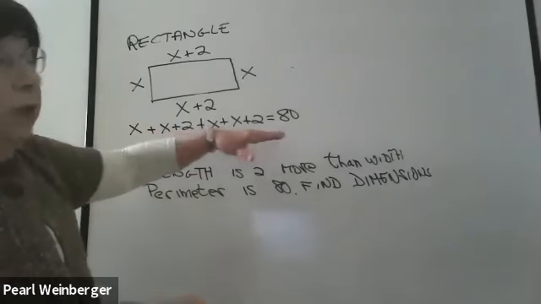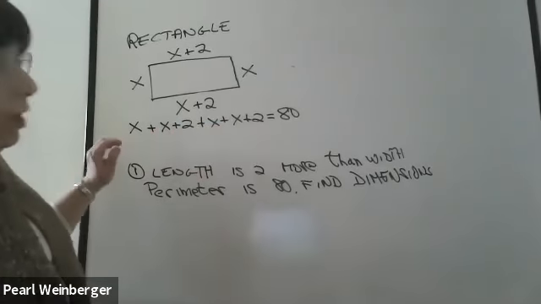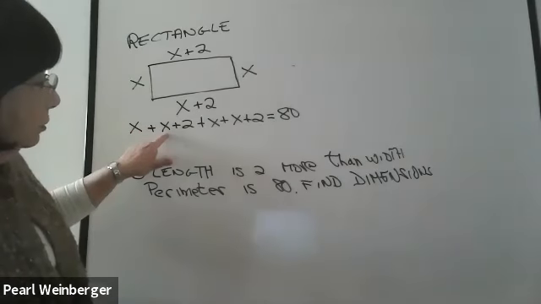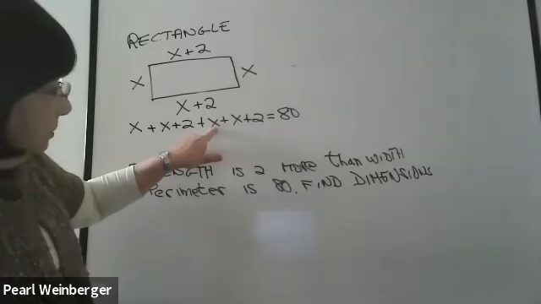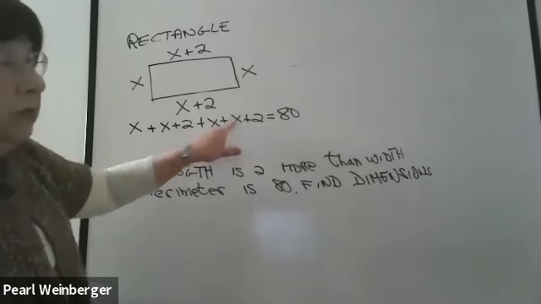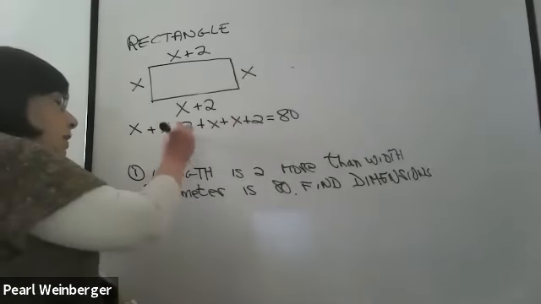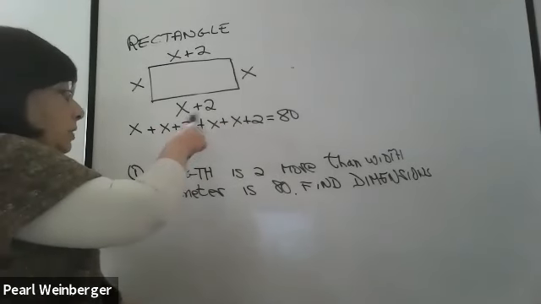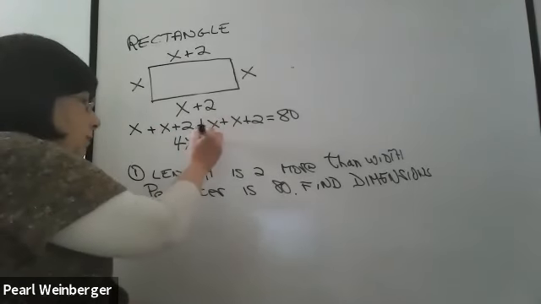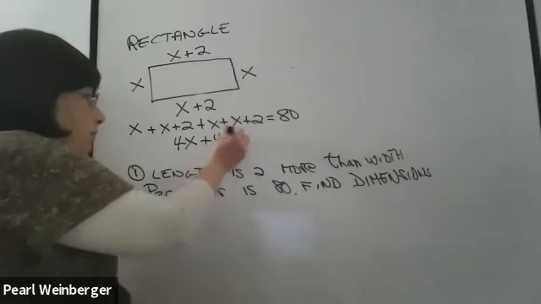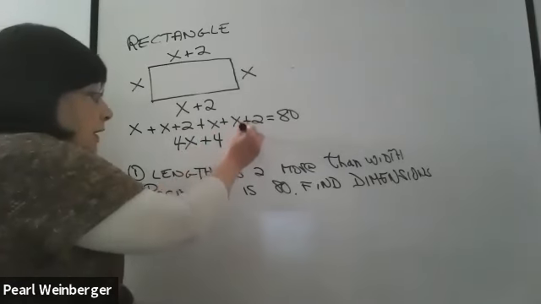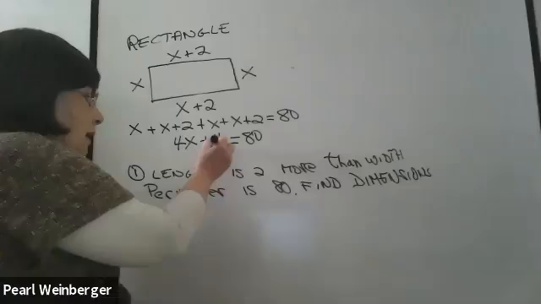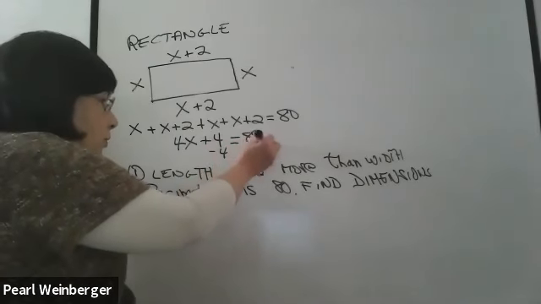Well, now I have an equation that I have to solve, and I know how to solve an equation. I add all the like terms. There's an x, and plus x is 2x, plus another x is 3x, plus another x is 4x. I'm getting 4x over here. And the other 2 like terms are this 2 and this 2, which add up to 4. So I get 4x plus 4 equals 80. And I'm going to subtract 4 from both sides.